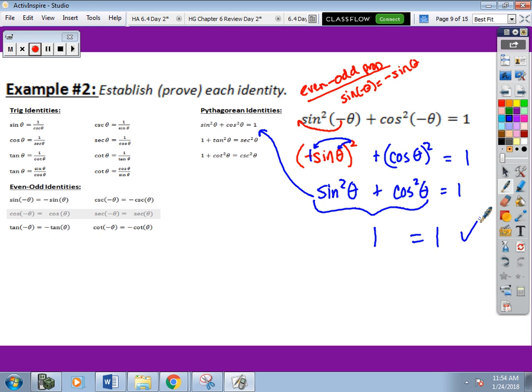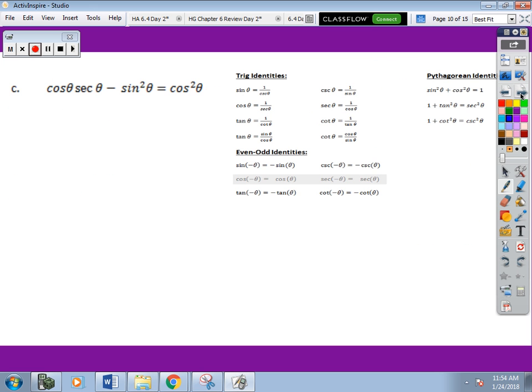All right, next one. Now notice we do have sine squared and cosine squared, which is kind of hinting to me that I'm going to get that at some point. But I also have some other stuff in here, cosine and secant. So I'm going to go ahead, let's rewrite these and see if we can get anything to simplify, cancel out, make this a little bit easier.